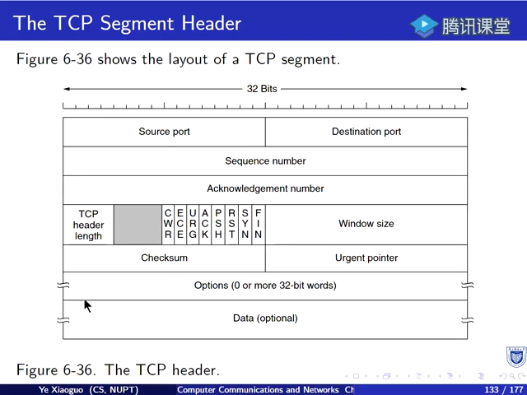Now, figure 36 shows the TCP header. Source port, destination port, sequence number, acknowledgement number, TCP header length, CWR, ECE, URG, ACK, PSH, etc. bit flags, window size, checksum, urgent pointer, options field, then followed by data.